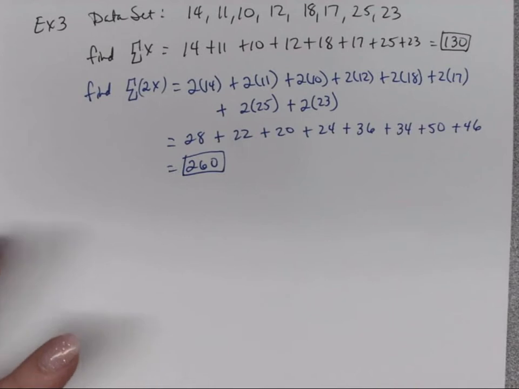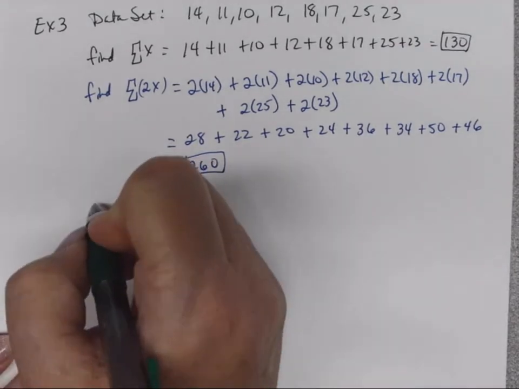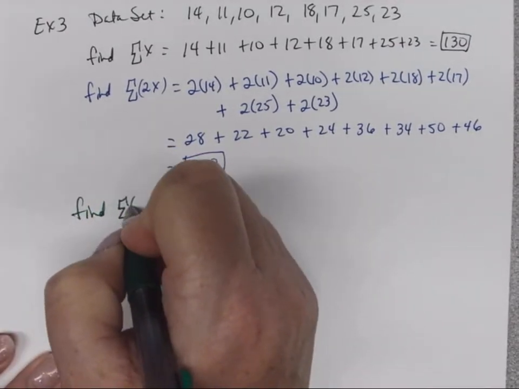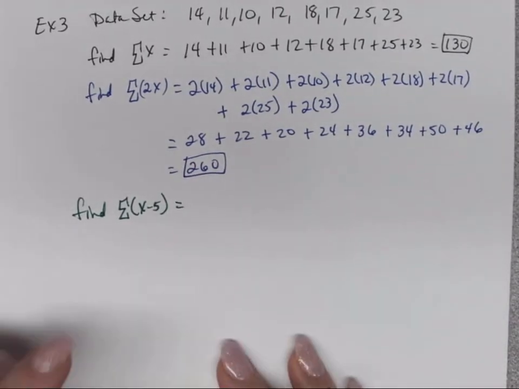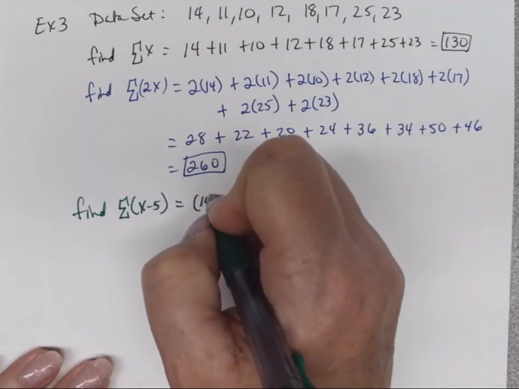All right, let's do another one with the same data set. We're going to do another summation. So let's find the summation of x minus 5. So that means we're going to subtract 5 from each number. So first we'll have 14 minus 5.